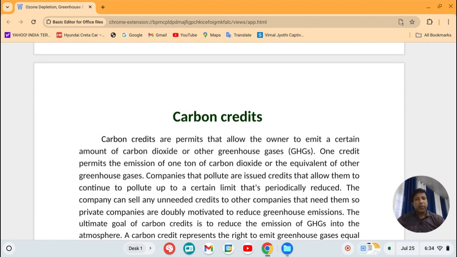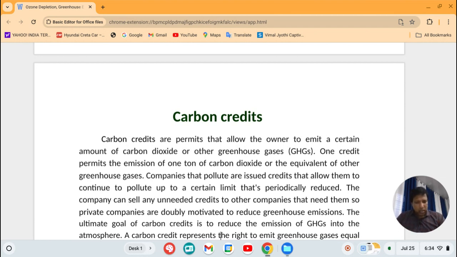Carbon credits are the permits that allow the owner to emit a certain amount of carbon dioxide or other greenhouse gases, GHGs. One credit permits the emission of 1 ton of carbon dioxide or equivalent other greenhouse gases. So carbon credit is nothing but a license or permission to emit a certain amount of carbon dioxide or greenhouse gases. The definition of greenhouse gases we will see later.